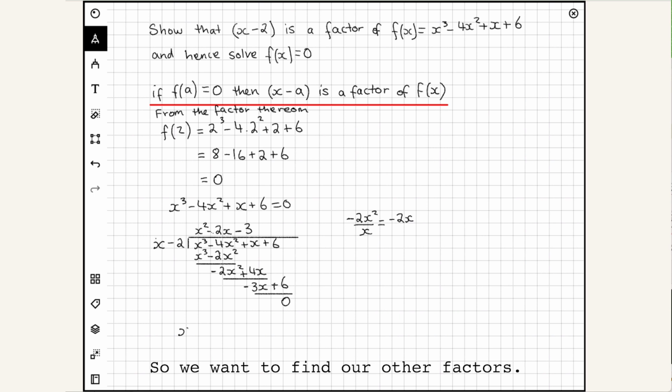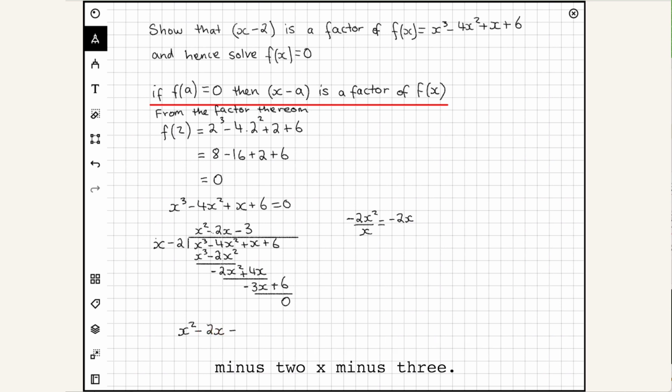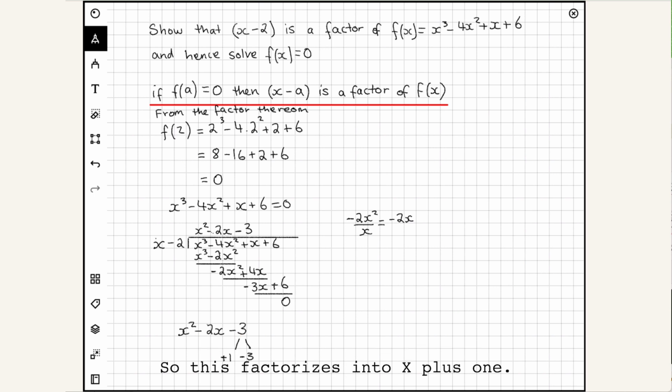So we want to find our other factors. We've got one which is x minus 2. We want to find our other factors of x squared minus 2x minus 3. Let's just try factorising this straightforwardly. Factors of 3 are 3 and 1. How can I make minus 2 from 3 and 1? Well, I could have a negative 3 and a positive 1. So this factorises into x plus 1, x minus 3.